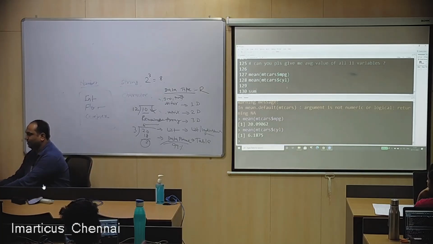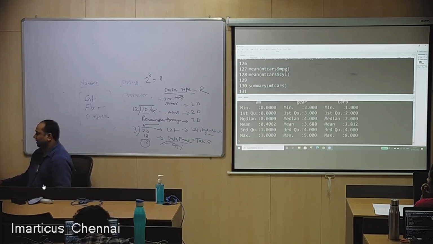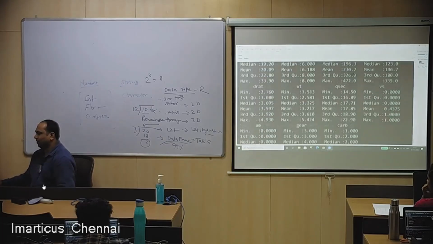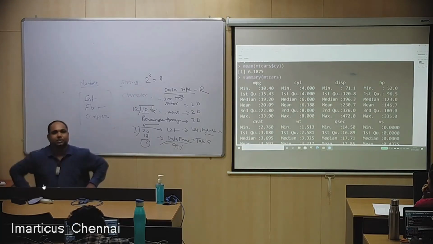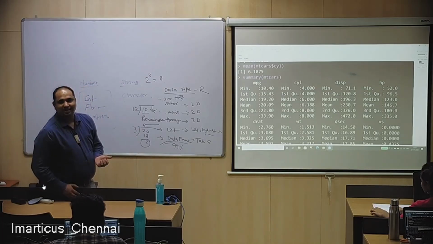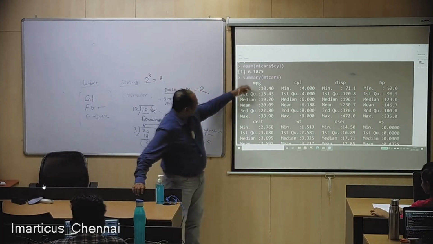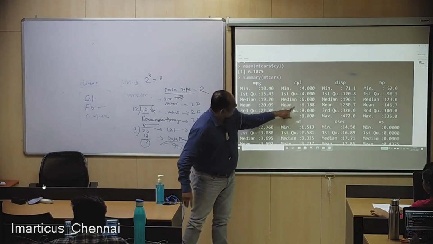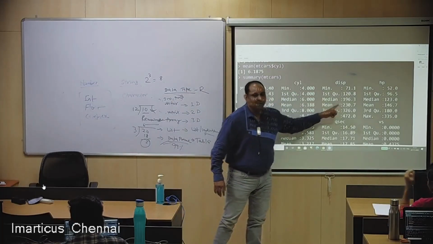We can use summary, mtcars, and enter. And you can see here, guys, all 11 at one click. I am getting all. Are you feeling Diwali kind of things? Yes or no, guys? So here MPG, I am getting the mean value 20. Cylinder, I am getting the mean value as this. This I am getting the mean value here. Everything I am getting.